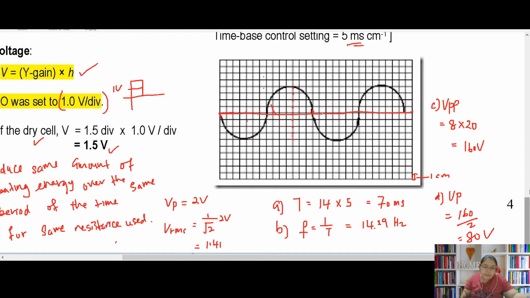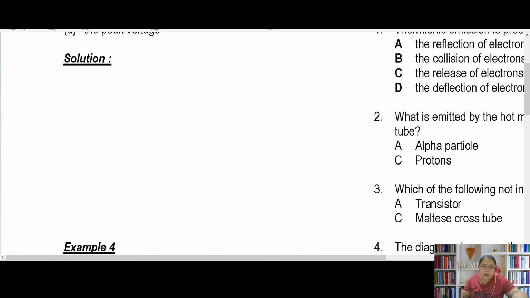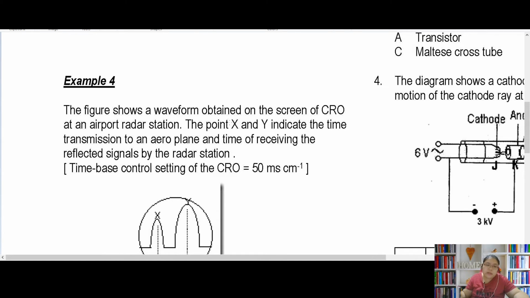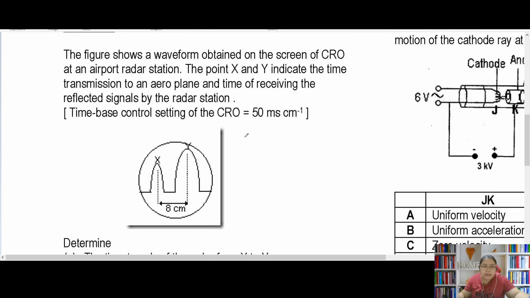Okay, then we continue for the next example question. Let's see page 5, example 4. The figure shows a waveform. The waveform is obtained from the CRO screen at the airport radar system. The points X and Y indicate the time of transmission from the aeroplane and the time of receiving the reflected signal. So we can say X is also a crest, Y is also a crest. This one is actually one lambda.